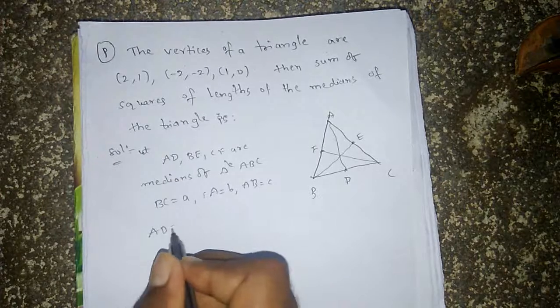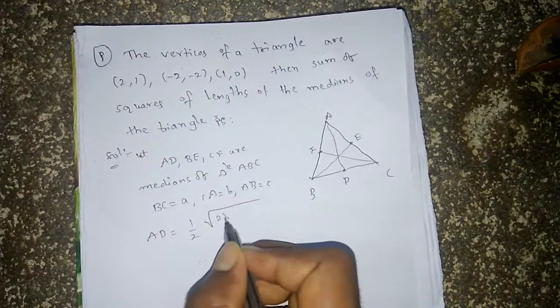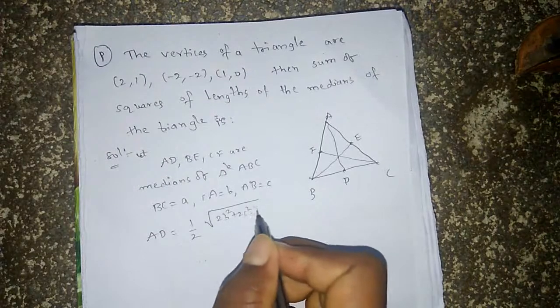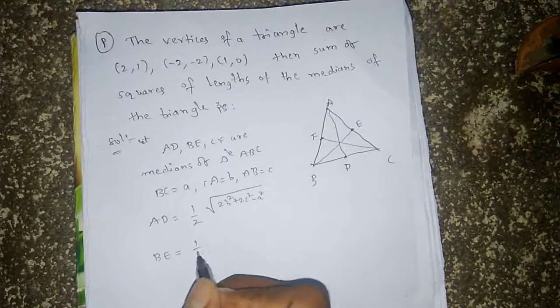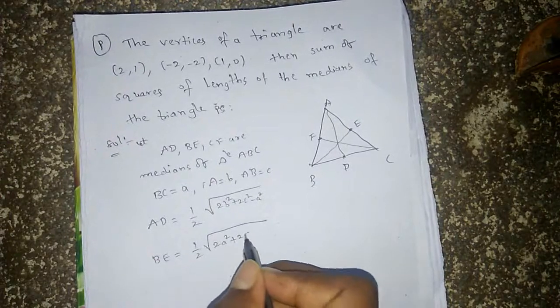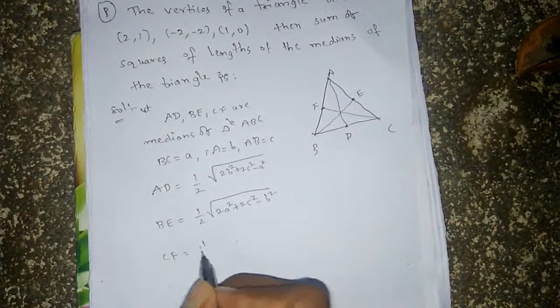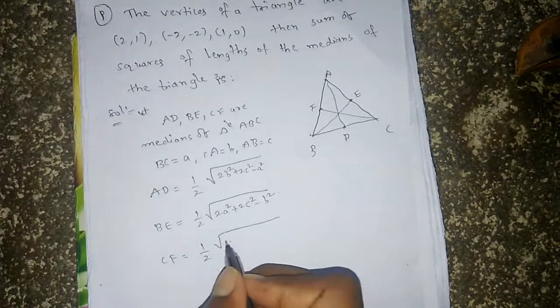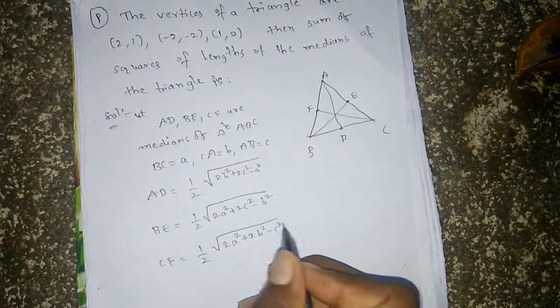Here length AD is equal to 1/2 times root of (2b² + 2c² - a²). Similarly BE is equal to 1/2 root of (2a² + 2c² - b²). Similarly CF is equal to 1/2 root of (2a² + 2b² - c²).